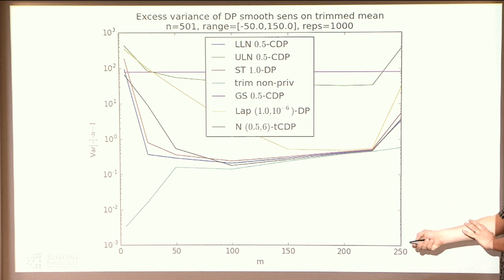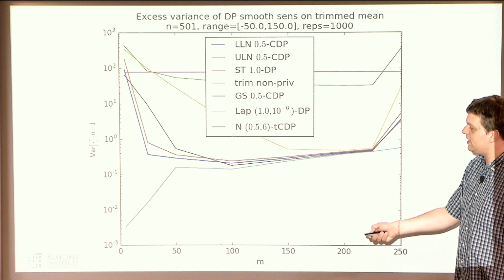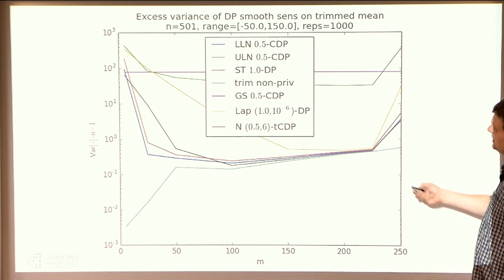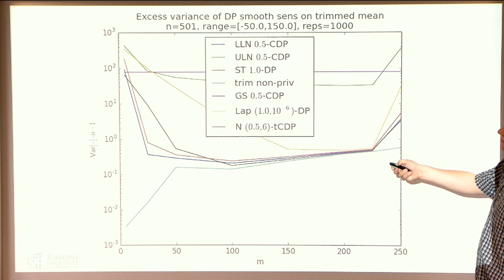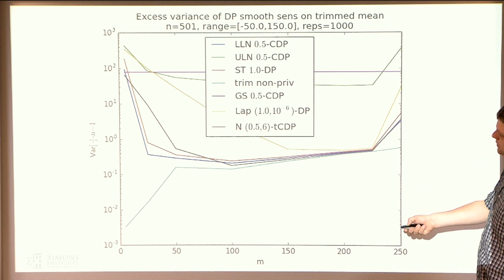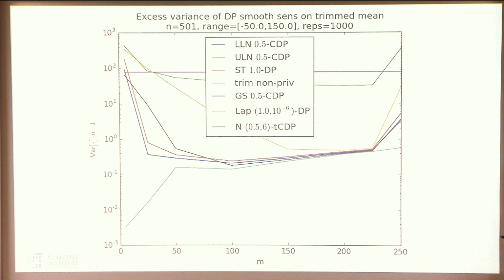I haven't said what the horizontal axis is. This is the amount you're trimming. Over here you're just getting the mean. Over here it's the median. The data is a little noisy because I only ran these experiments this morning and I didn't have time to do more than 1,000 repetitions. But at some point I'll have less noisy plots. So you're seeing there's some sort of trade-off. Over here the sensitivity is high, so you're adding a lot of noise for privacy, even though the trimmed mean is doing very well. And over here you're probably losing more from the trimmed mean because of higher variance.